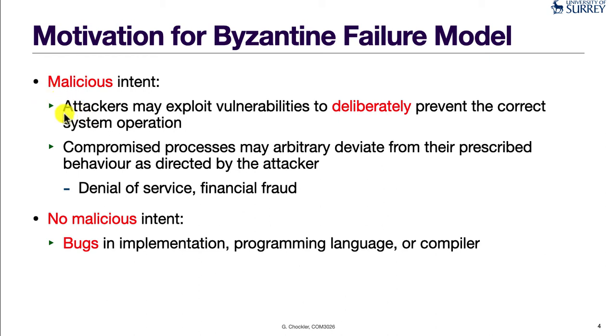So here attackers may exploit vulnerabilities in our system in order to gain control of some of the processes and then direct them to deviate from their behavior for the sake of achieving a goal that was conceived by the attacker. So this may include things like causing denial of service, or perhaps committing a financial fraud. So in addition to that, there are also behaviors that actually don't have any malicious intent involved. And those may simply stem from, for example, bugs in the implementation or programming language or compiler.